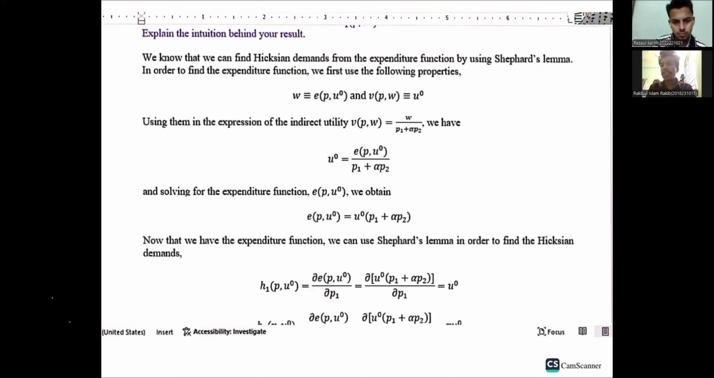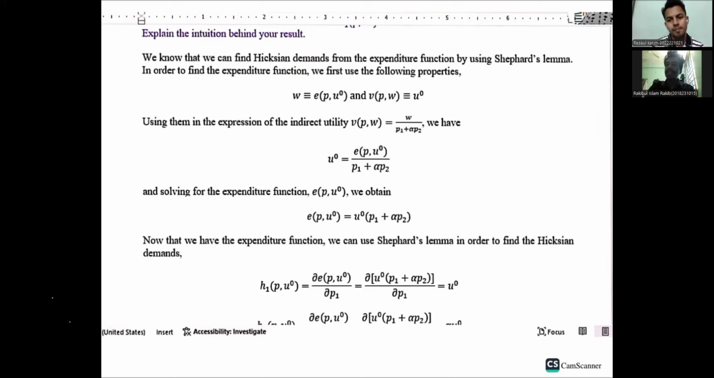then we can find the expenditure function e(p, u0) is equal to u0 times (p1 plus alpha p2). We use Shephard's lemma in order to find the Hicksian demands. Here the Hicksian demand h1(p, u0) for good 1 is equal to the differentiation of the expenditure function with respect to price 1. Then you can find the Hicksian demand for good 1, which is u0.